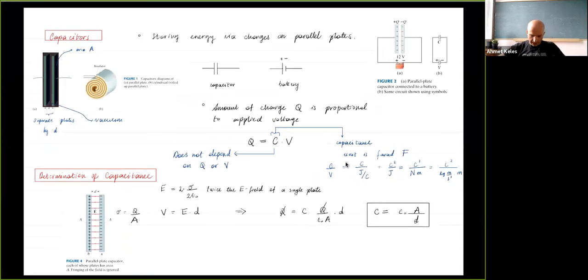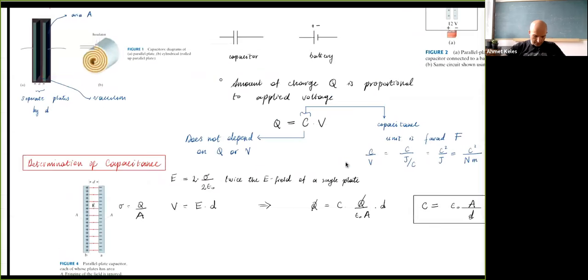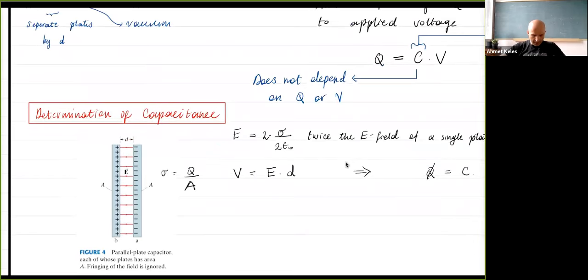Now let's try to calculate this C and determine what it could be. For this, I want to consider this simple model we used a lot: a parallel plate with a uniform electric field, some area and some separation D. We know the electric field has two contributions, from this plate and this plate, and each one comes with sigma over epsilon 0. Sigma is charge per unit area, and the total electric field is sigma over epsilon naught.